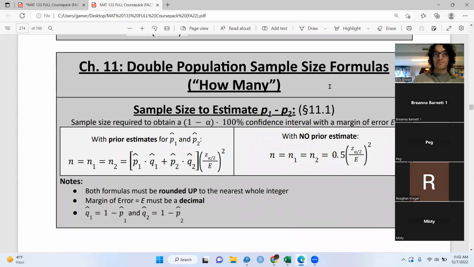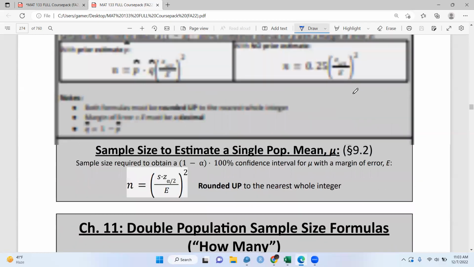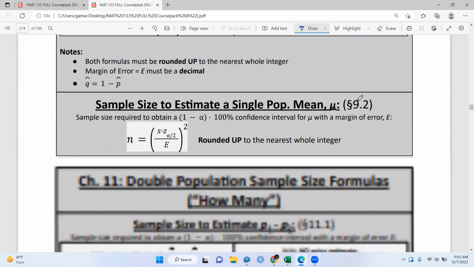Yeah. And I just did not know how to find it at all. I left it blank because I just don't know how to do it. So it's one of these 2 formulas based on whether you have prior estimates or you don't have prior estimates. Okay, what page is that on? This is page 274.